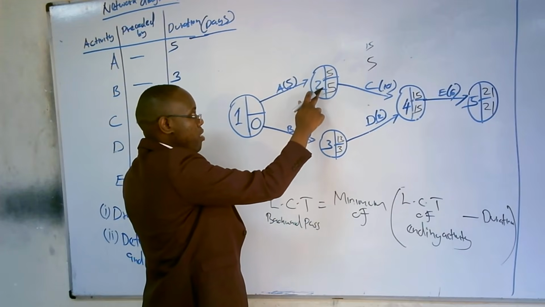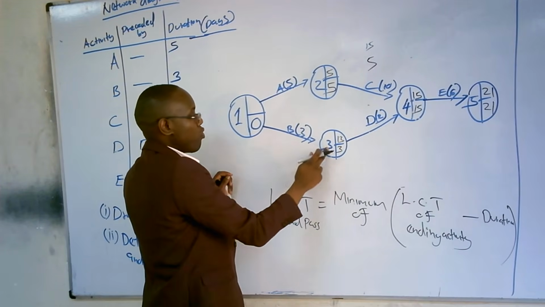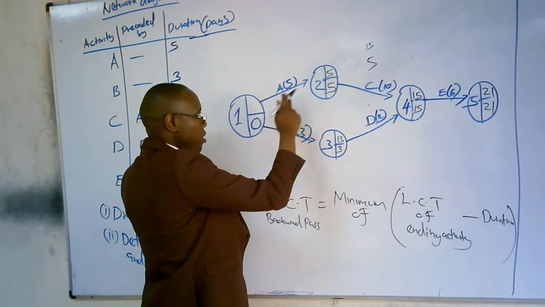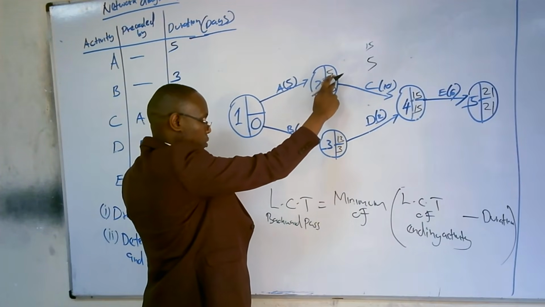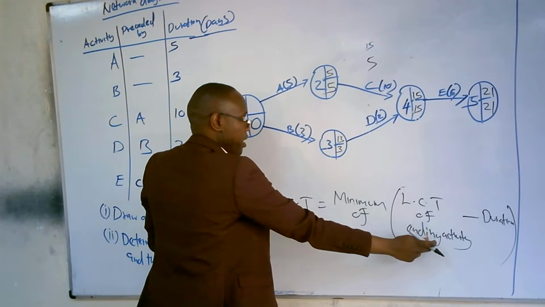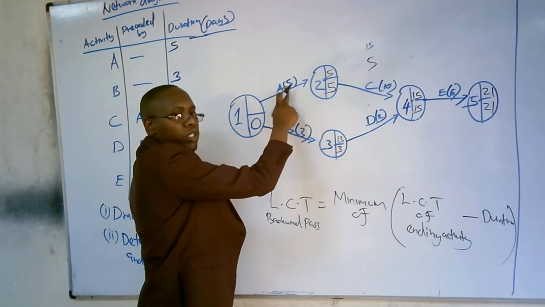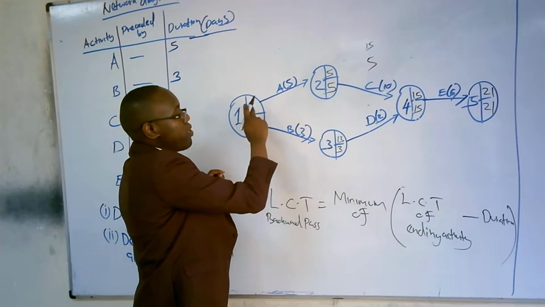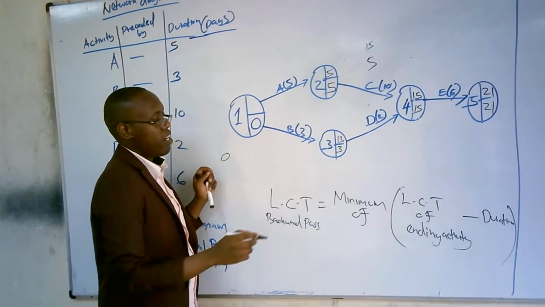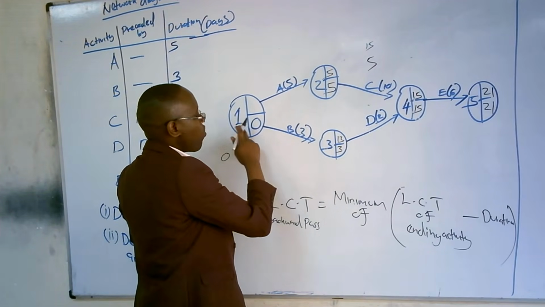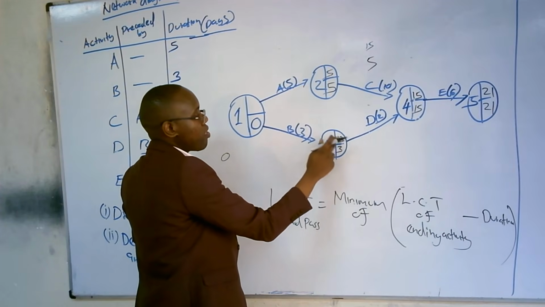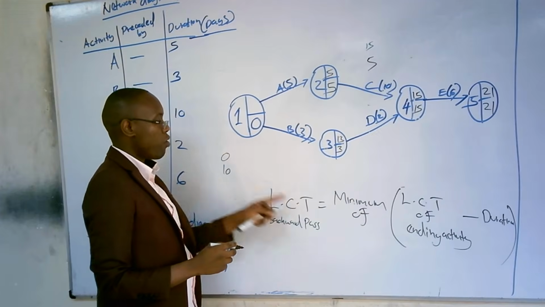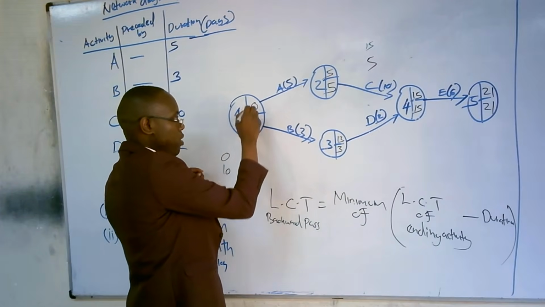So now, for us to be able to move to node number 1, we need 2. We can make either move from 2 to 1 or 3 to 1. If we move from 2 to 1, it's going to be 5, which is the latest completion time of the ending activity, minus the duration, which is 5. So that answer is going to be 0. So you can put 0 somewhere. And if we move from 3 to 1, it's going to be 13 minus 3, which is 10. So in this case, we take the minimum of, and the minimum is 0.